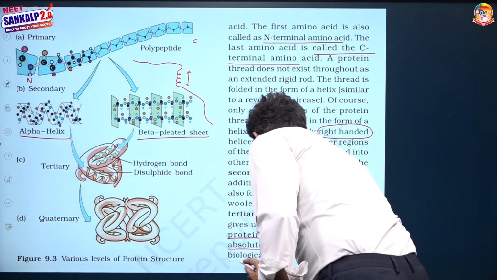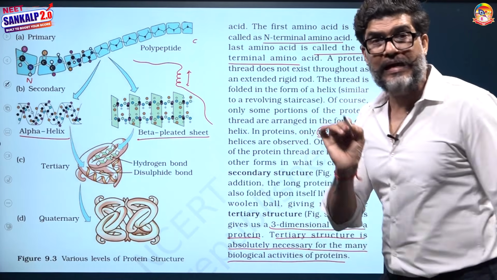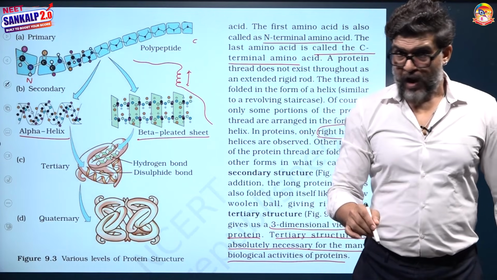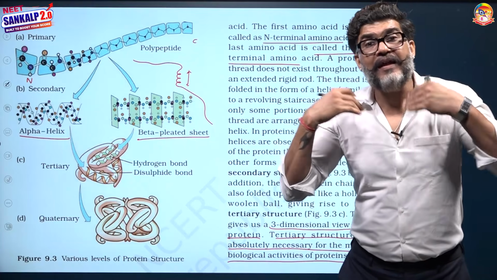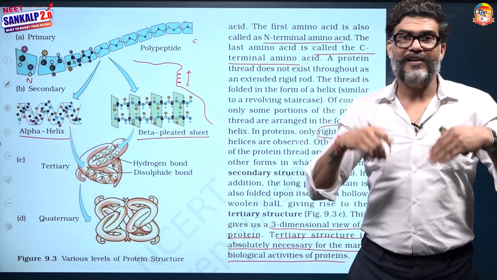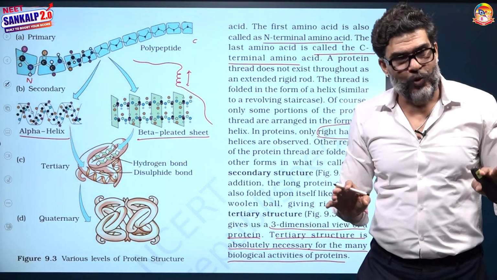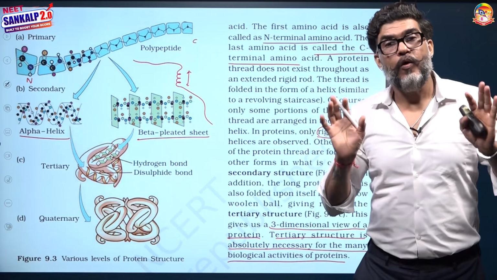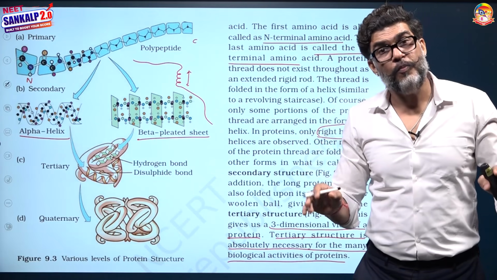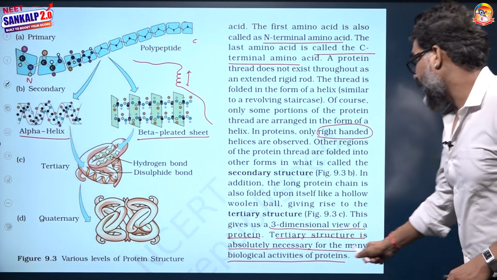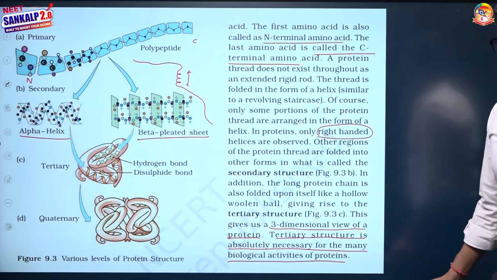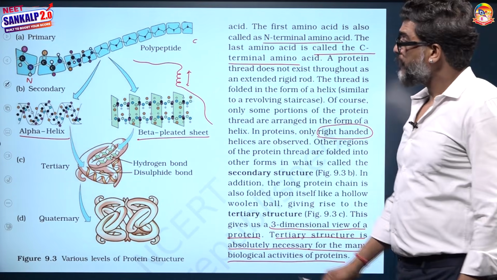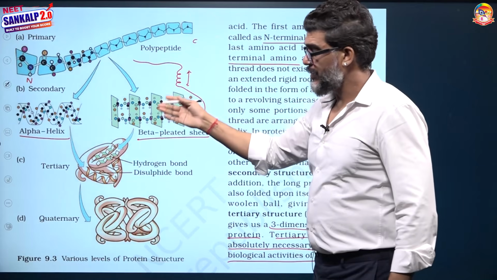Because you must remember that the majority of enzymes, which are made up of protein, can act as an enzyme when they are in a tertiary form. That is, most protein enzymes work in a tertiary form. That is why they are absolutely necessary for biological activities. Primary, secondary, tertiary.